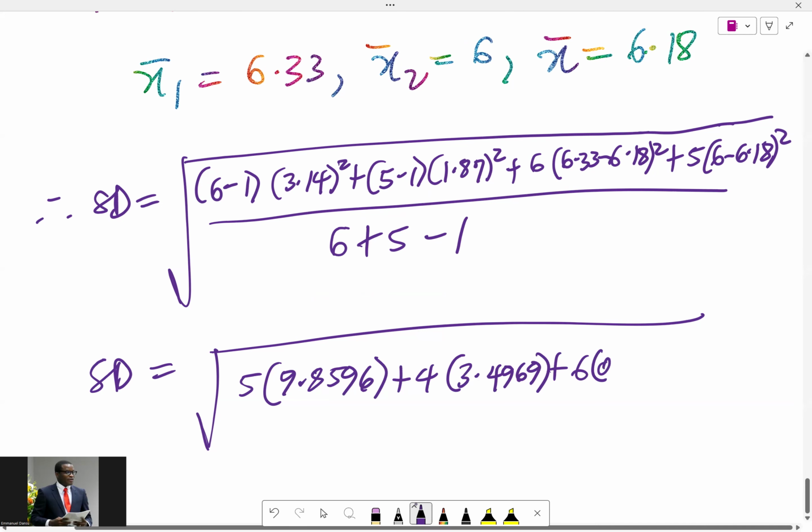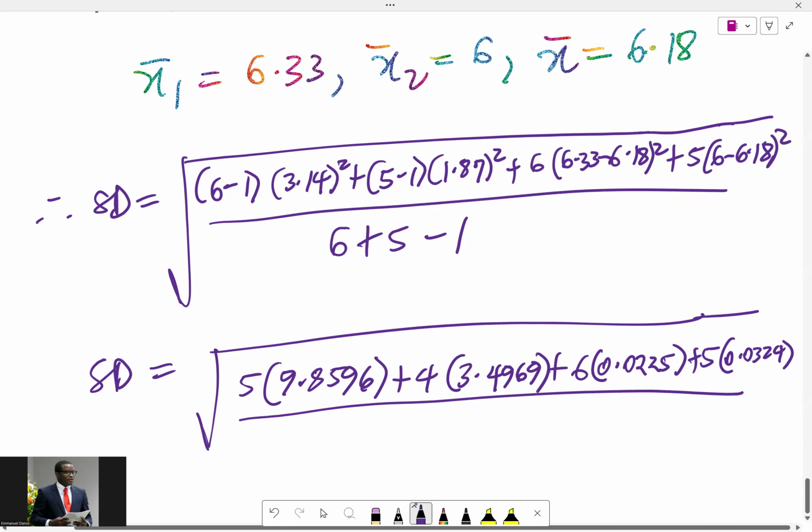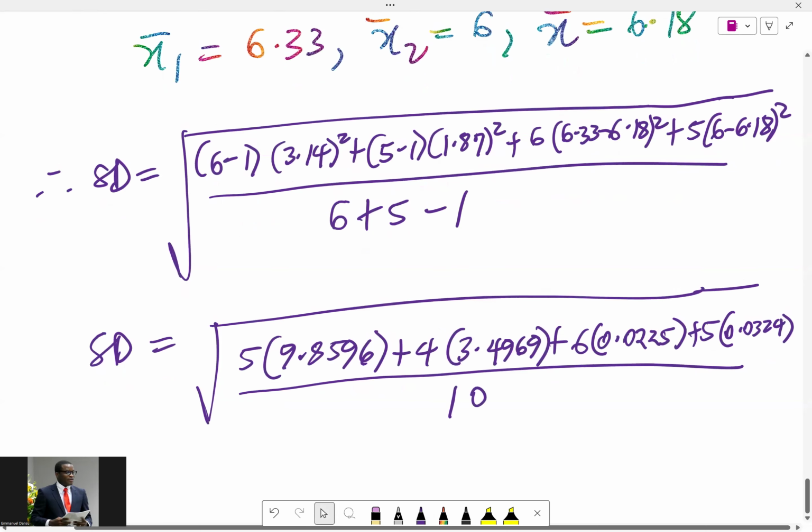That's 0.0225, plus 5 into 6 minus 6.18. That's just 6 minus 6.18 squared. That is 0.0324. All that over 6 plus 5 is 11 minus 1, that's 10. Okay, things are getting tidier, I believe.